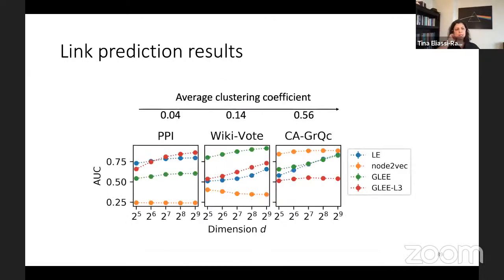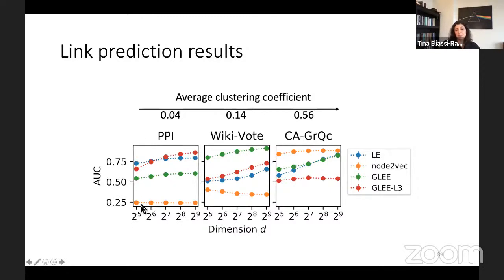And here are the link prediction results. Again, obviously, as dimensions increase, one does better. So these are the dimensions in terms of the number of columns, let's say, of the S matrix. Again, I'm showing you as the average clustering coefficient changes. And then on the y-axis, I'm showing you AUC, area under the ROC curve. Higher is obviously better.